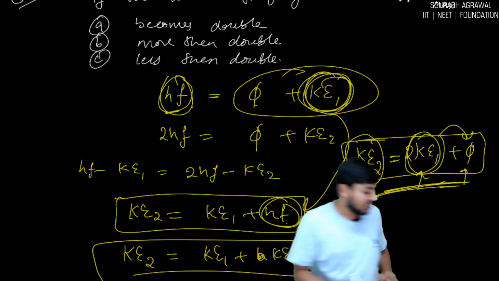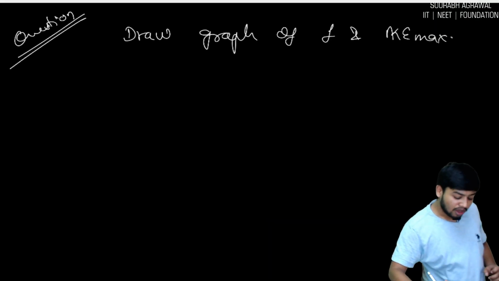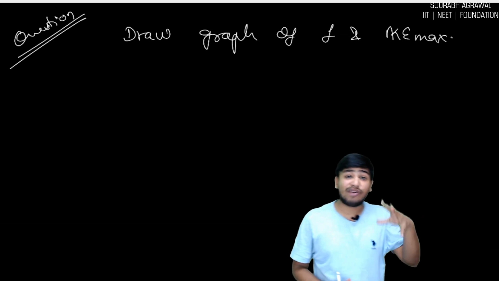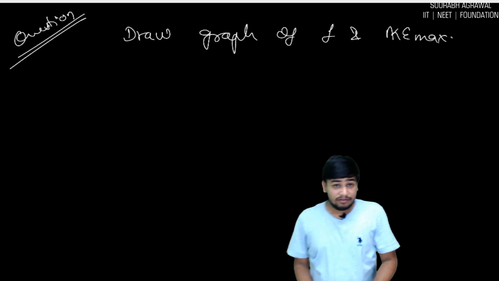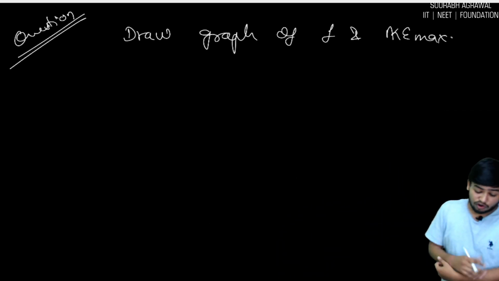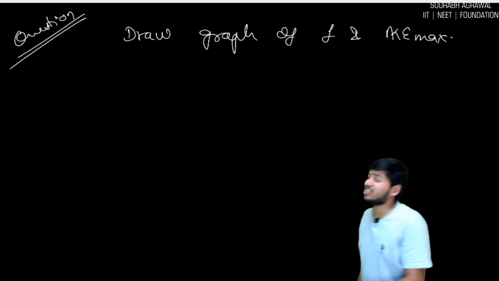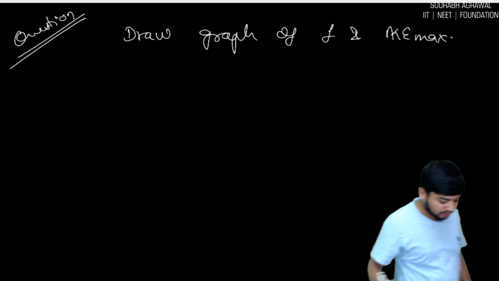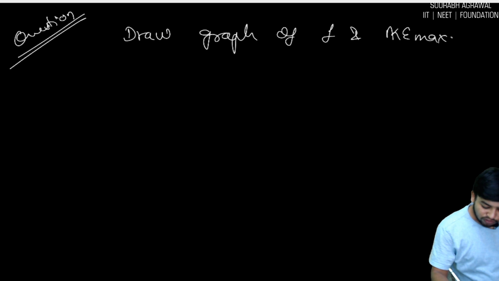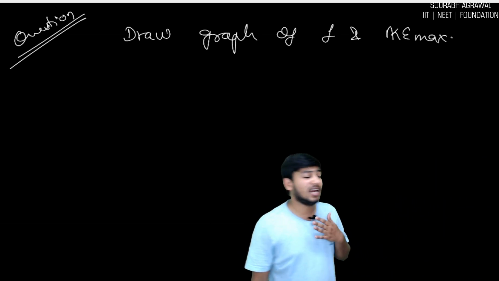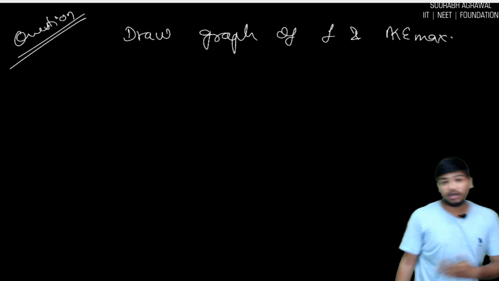Last question for this. Draw a graph of f, the frequency, and kinetic energy max. f is the frequency of the light photons that you are supplying, and kinetic energy maximum is the maximum kinetic energy of the electrons that are coming out. So what will you say? Pause the screen and attempt. I am telling you again, every time pause the screen and attempt, and only then look into the answer.